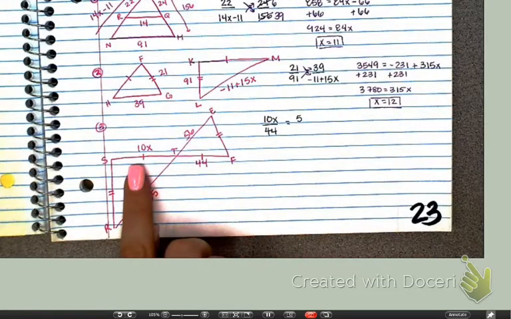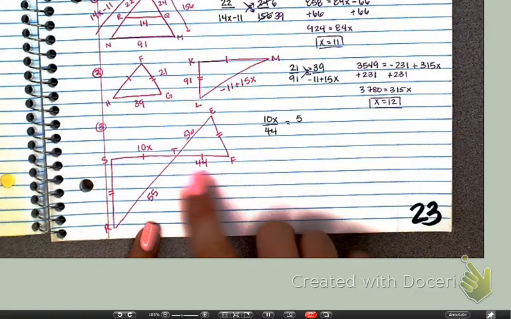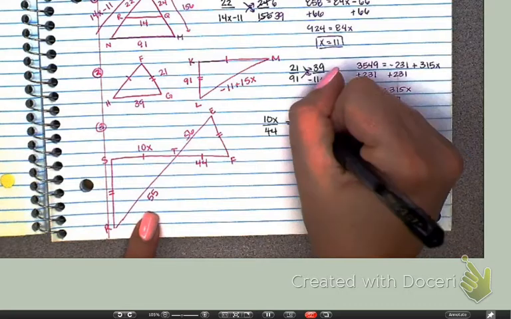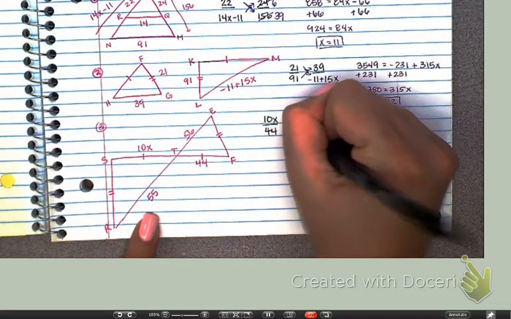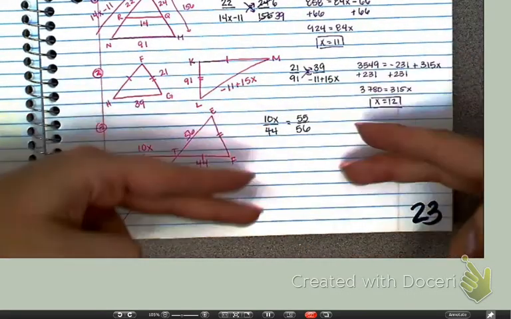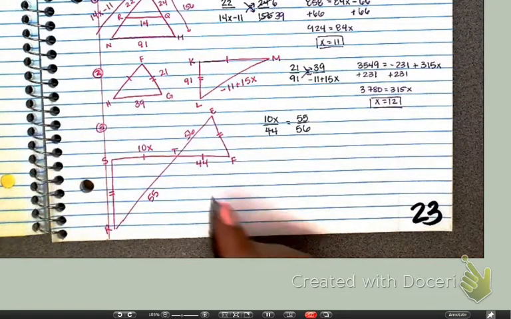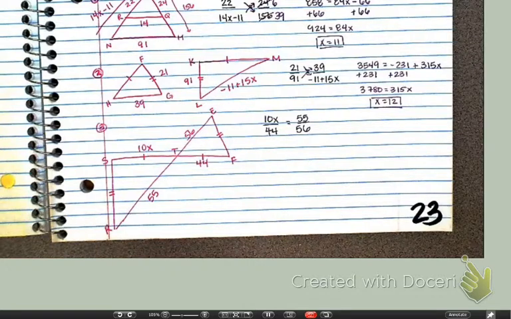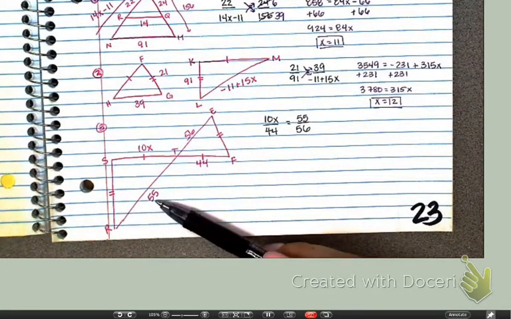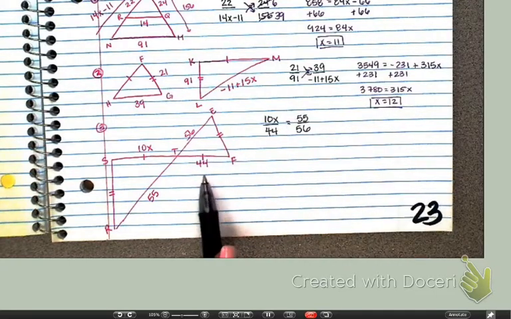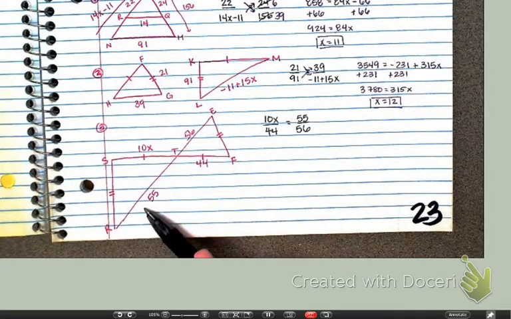Okay, so if we're going to go 10x over 44, we have to start at this triangle and go 55 over 56. If your proportion is completely flipped, you're fine. Okay, I would have probably gone small to big, but if you go big to small, that's okay. You just have to be consistent. So 10x over 44, 55 over 56, or 44 over 10x, 56 over 55. Okay, just make sure you're consistent.